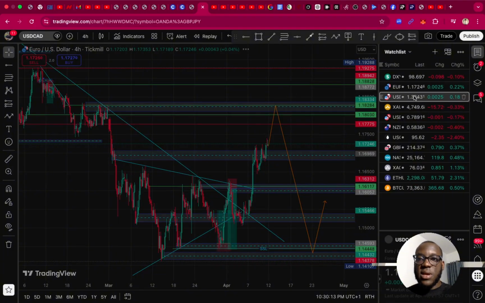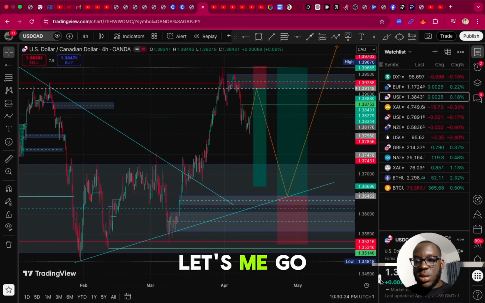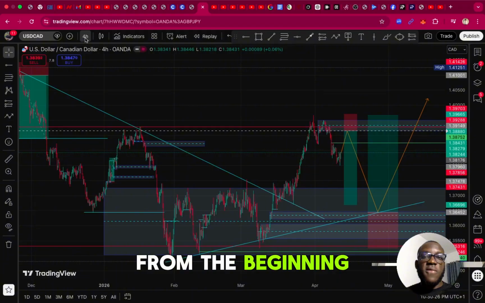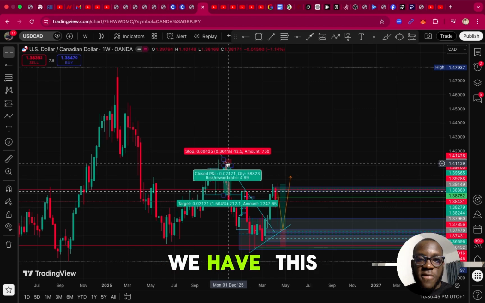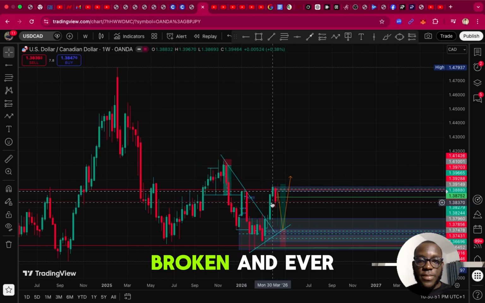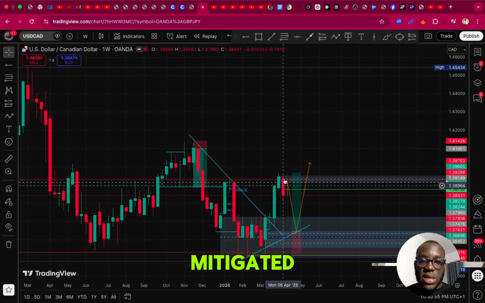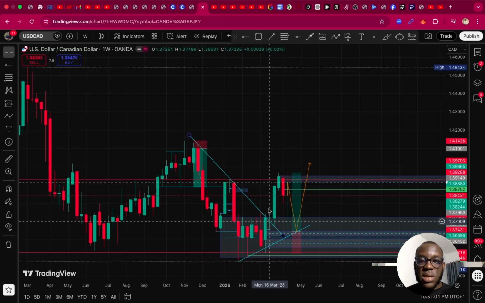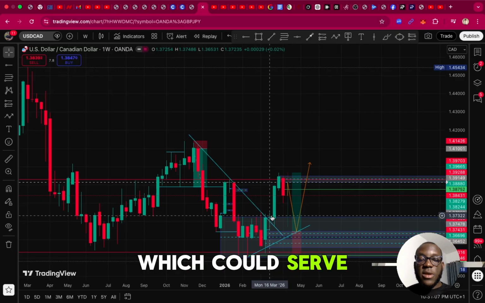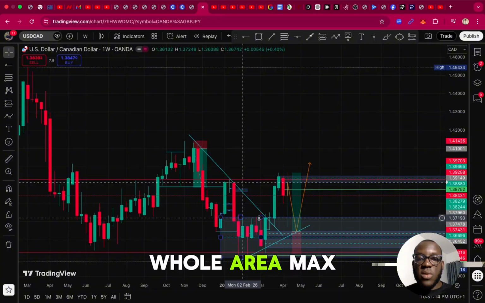Then let's look at the next. I have USDCAD. Look at what we have on USDCAD, and let me go back to the beginning and explain what I have here, so it will not look so confusing to people. So now we have this downtrend broken, and ever since it was broken, the market hasn't mitigated any of the price actions around. We have an indecisive candle here, which could serve as our demand. So that's why we have this whole area mapped.